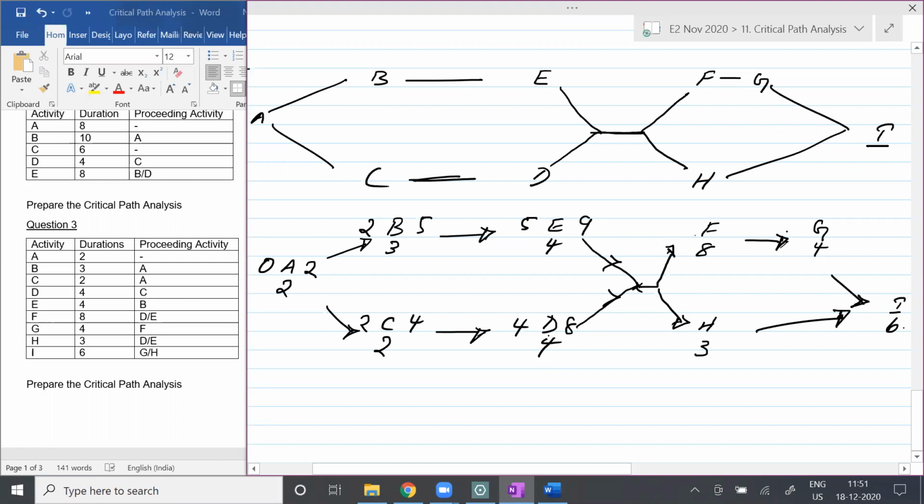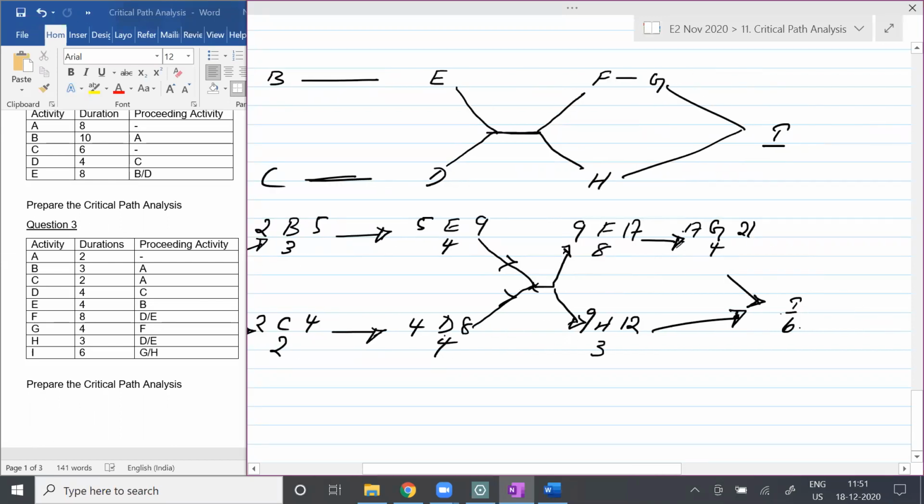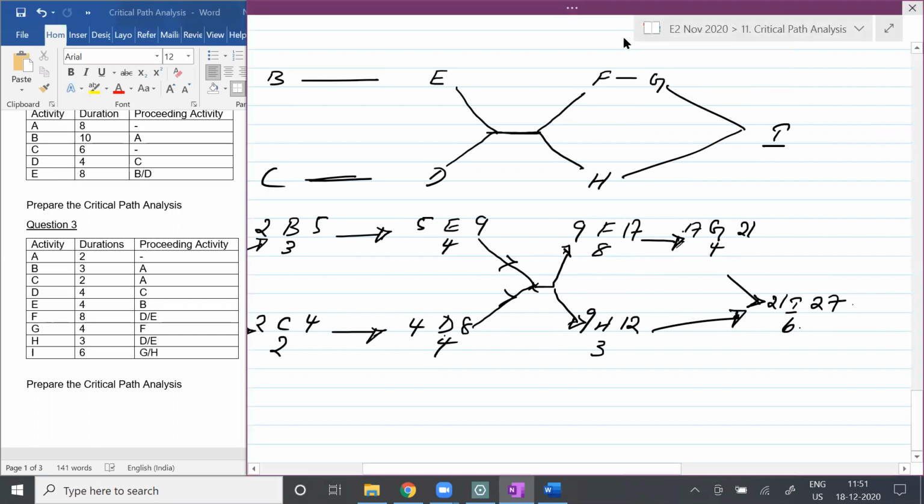Now here you need to take what number, the smaller number or the bigger number? Bigger number. 9 and 9. So 8 plus 9 is how much? 17. 9 plus 3 is how much? 12. So here 17. 17 plus 4 is how much? 21. Now here it's again an intersection, so are you going to take 12 or 21? The bigger number, 21. So 21 plus 6 is how much? 27. Any questions there?